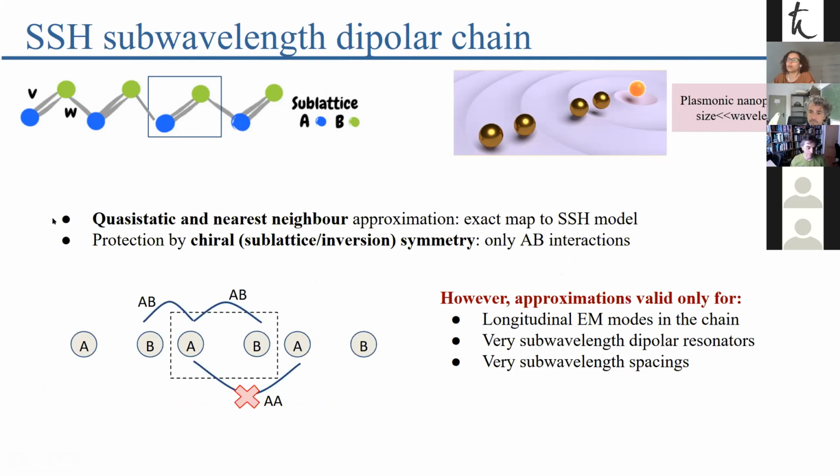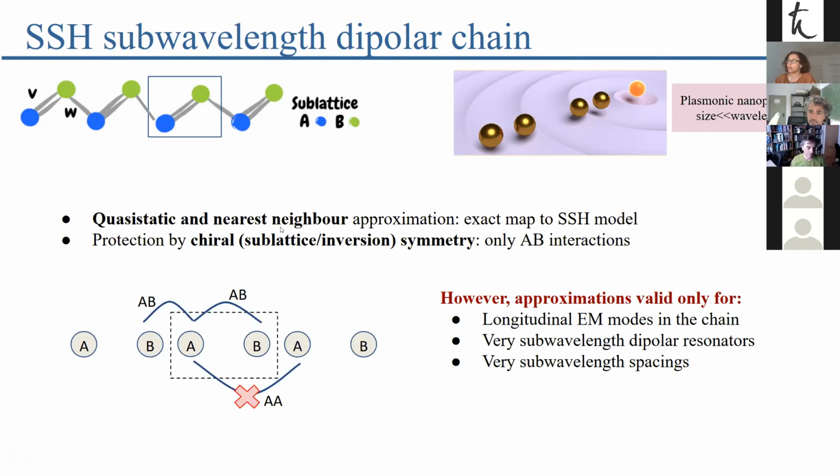So something that we can immediately see is that if we were to take a quasi-static and nearest neighbor approximation, this is an exact mapping to the SSH model where the edge modes are protected by chiral symmetry. And the reason for this is that there are only AB interactions. There are no interactions between particles in the same sublattice.